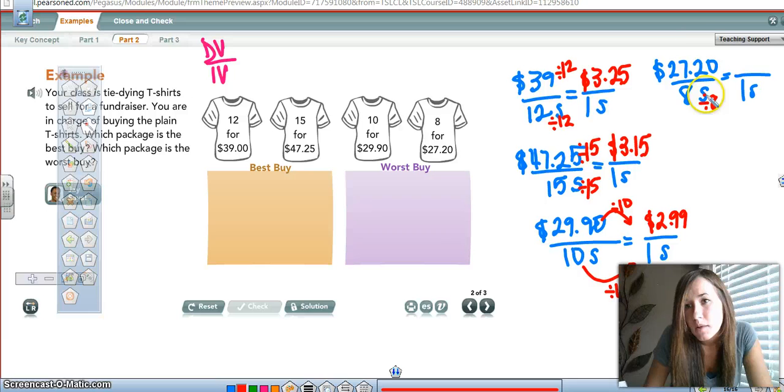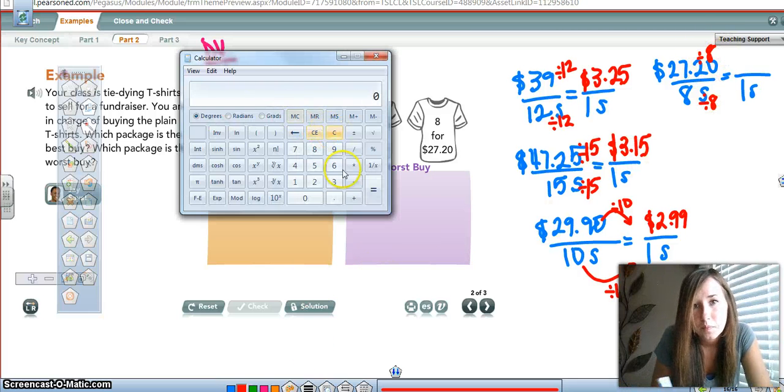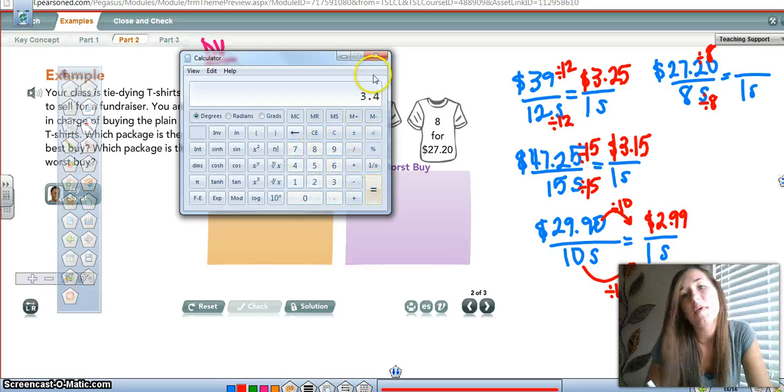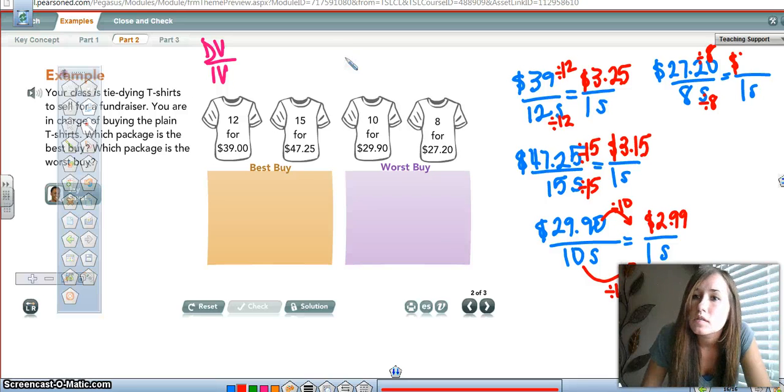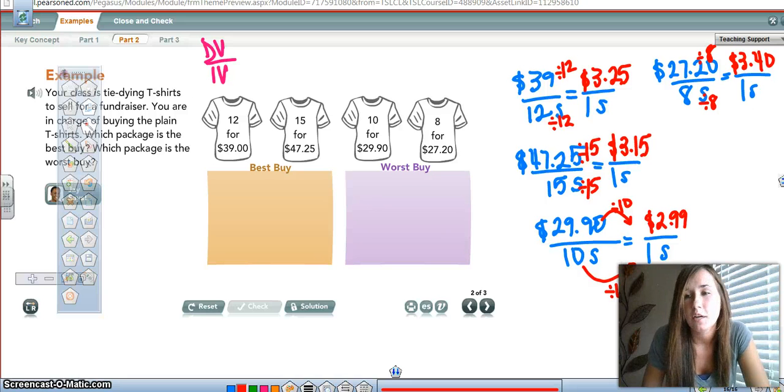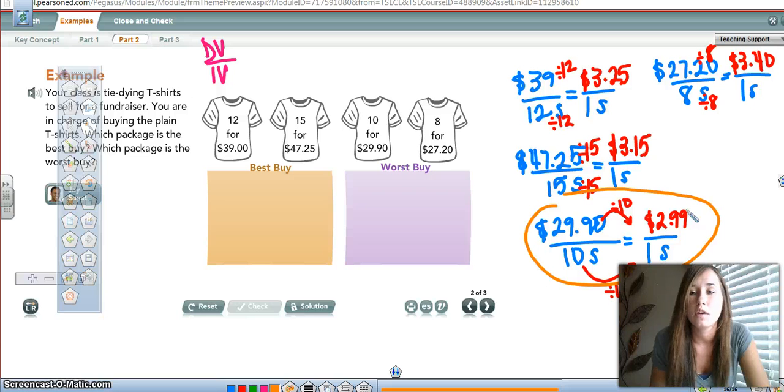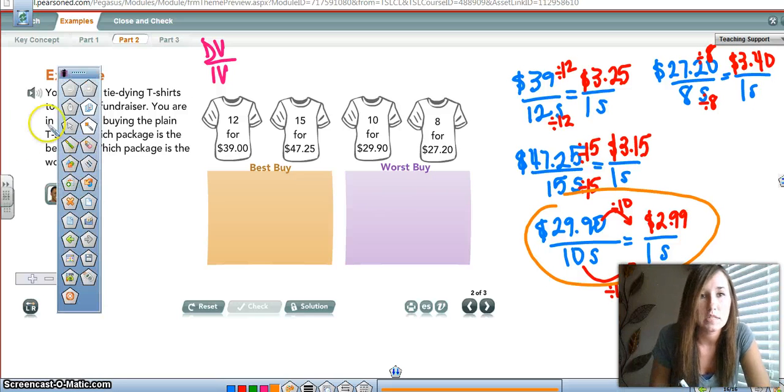And in our last rate, we divide by 8 to find out how much for one shirt. And that would be $3.40. 3.4 in money terms is $3.40. Okay, so to get the best deal, we'd want the cheapest price, and it looks like it's going to be cheapest to buy the 10-pack. That's getting us our best deal because we're getting the shirts individually for the best price or best deal.